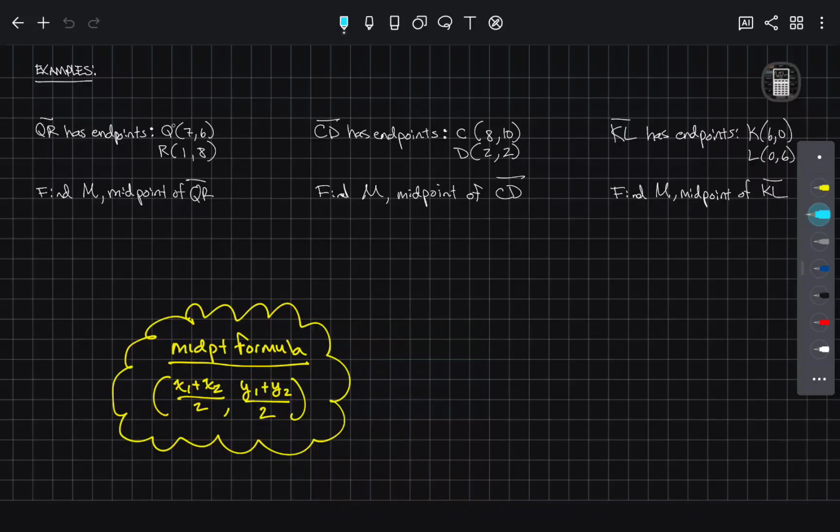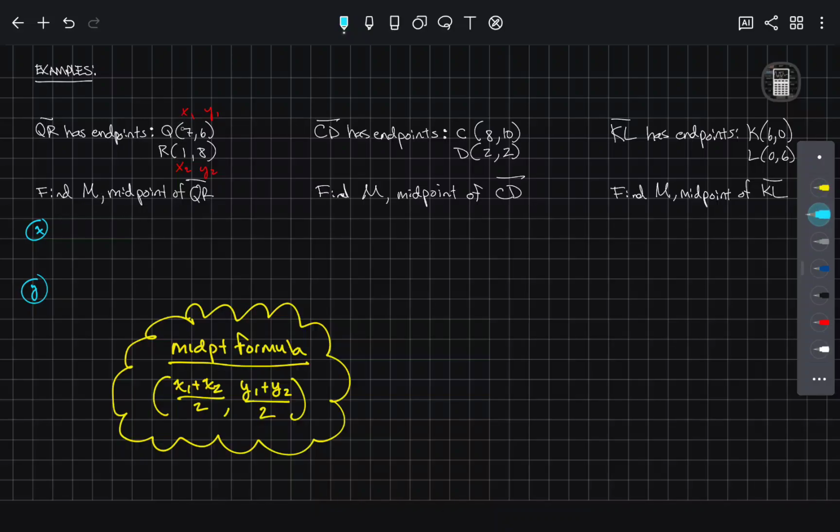All right, QR has endpoints Q (7, 6) and R (1, 8). So automatically I'm going to number this and label X1, X2, Y1, Y2. I'm going to set up my X problem, and I'm going to set up my Y problem. I think it's good to stay as organized as possible.